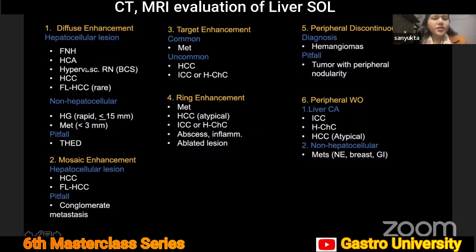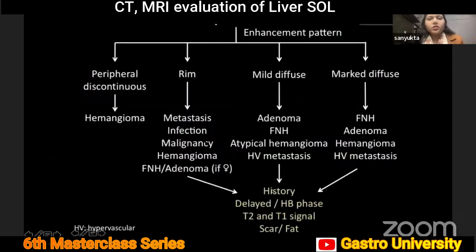These are the FNH, HCA, hypervascular degenerative nodules, HCC, FLHCC. We just talked about each of them. And the peripheral washout sign, which is very particular of the malignant lesions. So if we know the enhancement pattern of all of these, rim enhancement lesions, mild diffuse, with the help of the history, with the help of the delayed or the hepatobiliary phase, we know when to take which phase, with the help of the T2 and T1 signal, with the help of the scar and the fat or the calcium content, we can make a diagnosis.